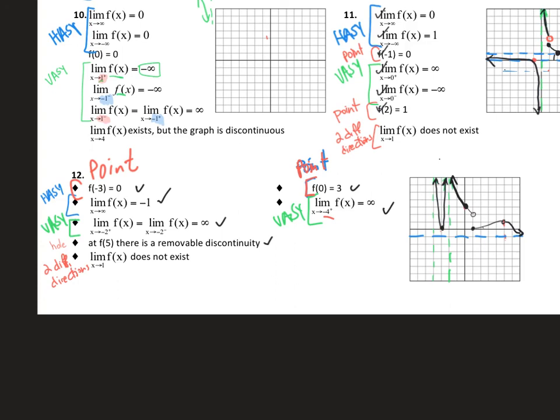At 5, is there a removable discontinuity? So 1, 2, 3, 4, 5. There is. A removable discontinuity has to be a hole, and I put that there. The limit of f of x at 1 does not exist. I need to be coming in from 2 different directions. That is occurring. There is a point at 0, 3 right there. And then lastly, I do have an asymptote, vertical asymptote, coming in from the left. I am approaching infinity. All right, I'm pretty sure I did that right.